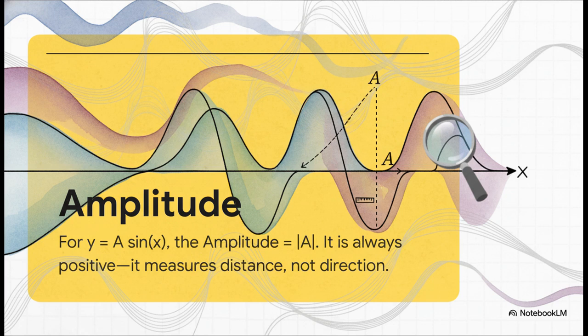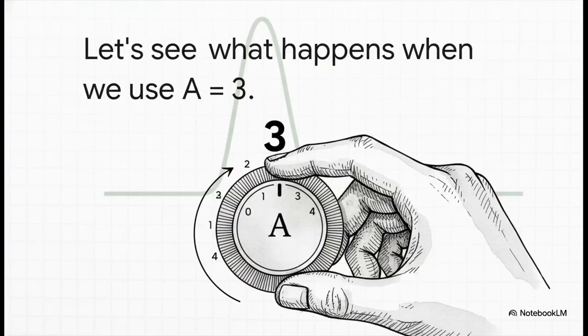And the formula, it's super simple. The amplitude is just the absolute value of a. Now, pay close attention to those absolute value bars. They are absolutely crucial, and you'll see why in just a minute. Okay, enough talk. Let's see this thing in action.